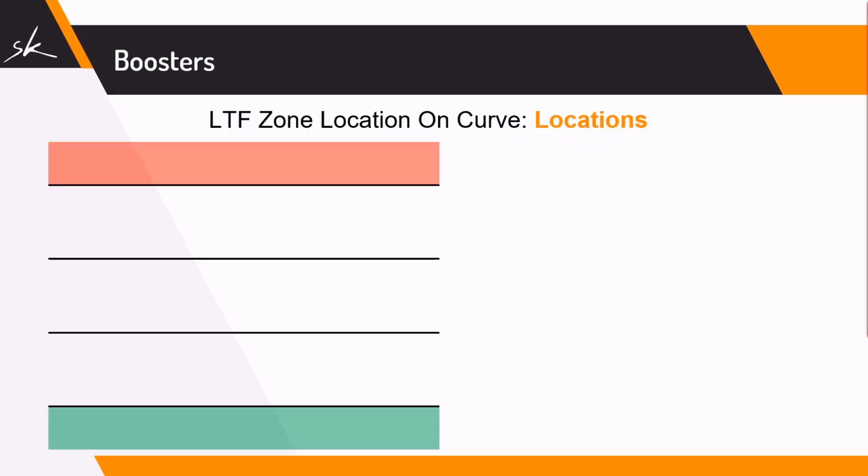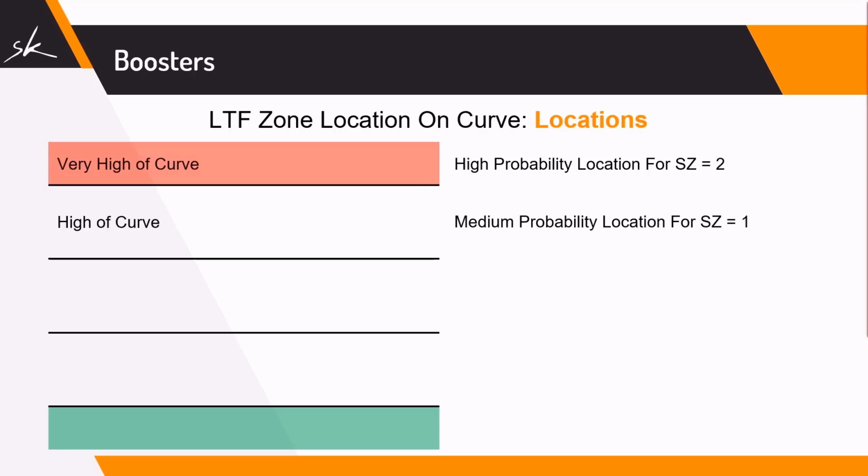If the lower time frame supply zone is located very high off the curve, it's a high probability location, therefore it will be a score of 2. If the lower time frame supply zone is located high off the curve, it's a medium probability location, therefore it will be a score of 1. Middle of the curve is a low probability location, therefore a lower time frame demand zone or a supply zone located at middle of the curve will be a score of 0.